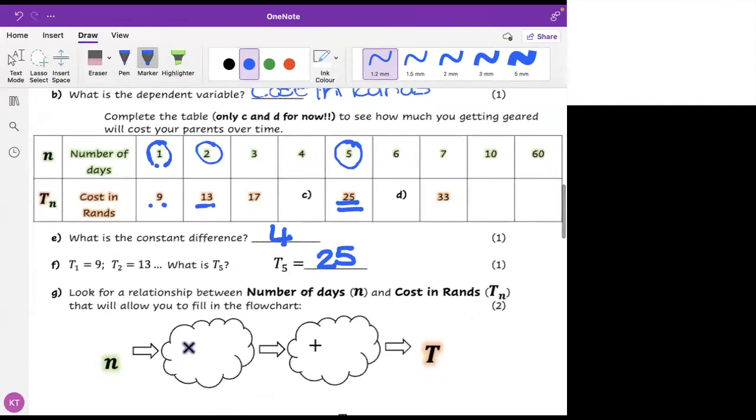Now it says to us, look for a relationship between the number of days in and the cost in rands. That will let us fill in the flowcharts. Remember for the previous one, what did we say? We said n times by what? We're timesing it by the difference, hey? So we're going to say n times by 4, n times by 4.